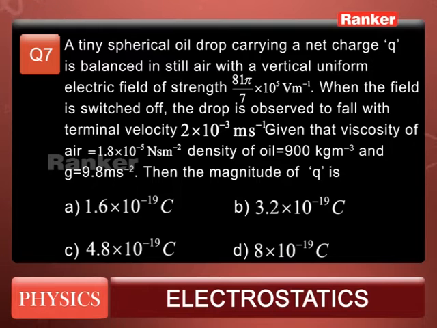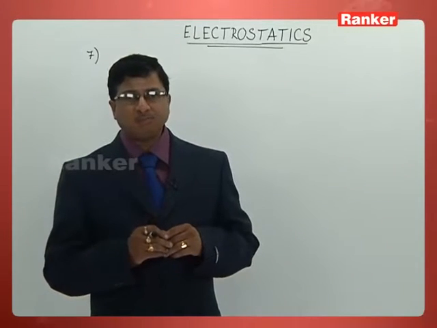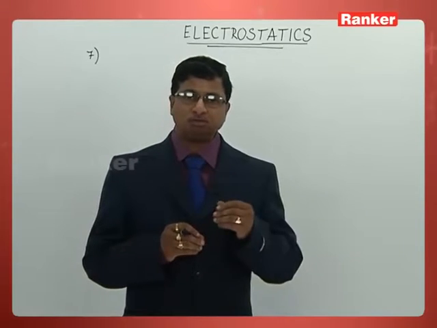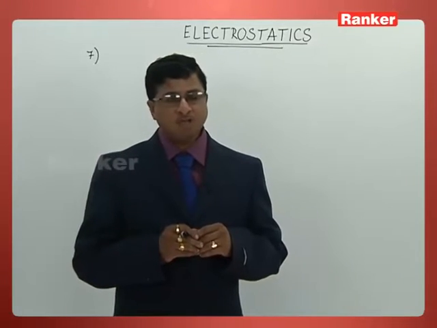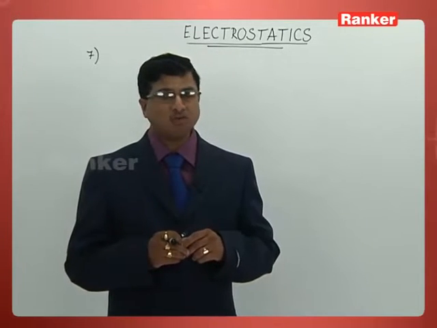Given that viscosity of air is 1.8 into 10 power minus 5 Newton second per meter square, density of oil is 900 kg per meter cube, and g as usual is 9.8 meter per second square, then the magnitude of the charge Q is how much? That is the concept. Problem is looking a little lengthy, but let us discuss a very simple way of dealing with the problem. Here the very first option is given 1.6 into 10 power minus 19 coulomb.